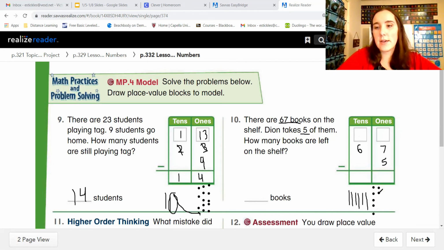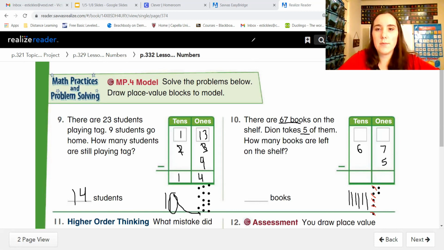Now I need to check if I need to regroup. I have 7 ones and I want to take away 5. So do I need to regroup? No, I have enough. So I'm just going to cross off 5 of my ones. 1, 2, 3, 4, 5.